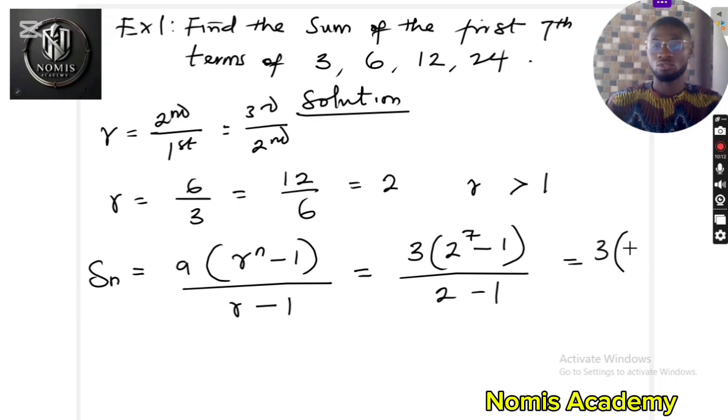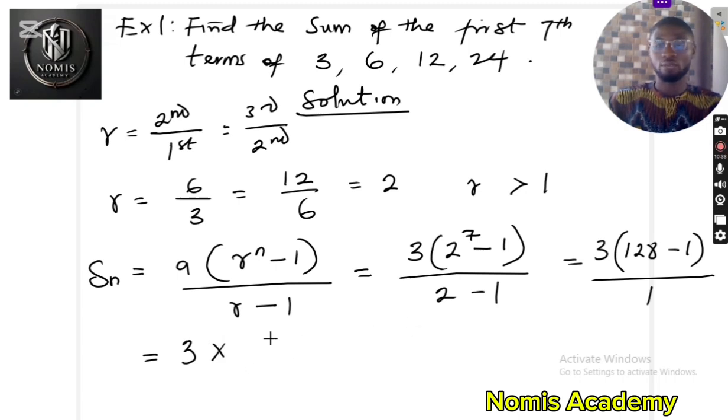So this becomes 128 minus 1, close bracket, all over 2 minus 1, which is just 1. So we are left with the numerator. That will be 3 multiplied by 128 minus 1, which is 127. So let's multiply that. 3 times 7 is 21, remainder 2. 3 times 2 is 6 plus 2, that will be 8. And 3 times 1 is just 3. So the sum of the first 7 terms of that GP is 381. And that is the answer to that question.